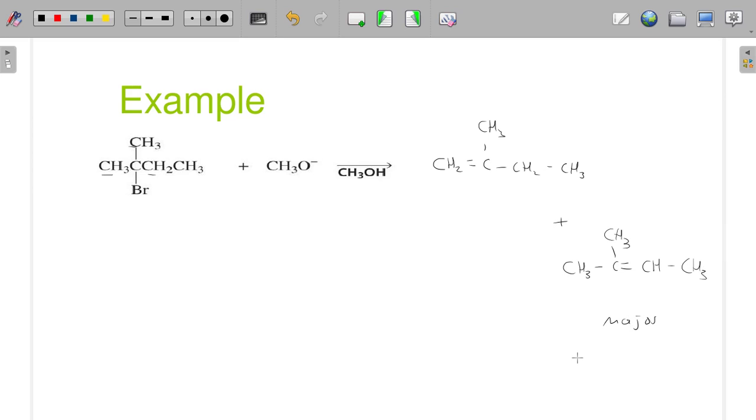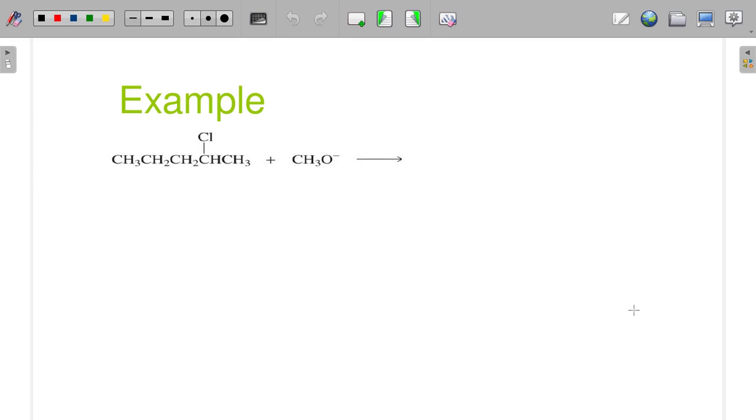Now, the only thing I need to do in addition to that is to see, do I have E and Z as a possibility, cis and trans? I don't here because that's a CH2, and I don't here because those are both methyls. So I only get two products where this one is the major product. All right, let's do another one.